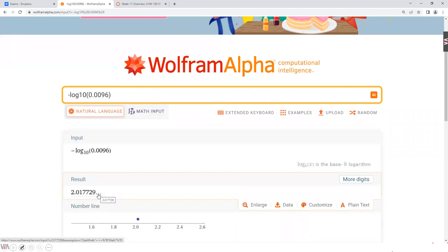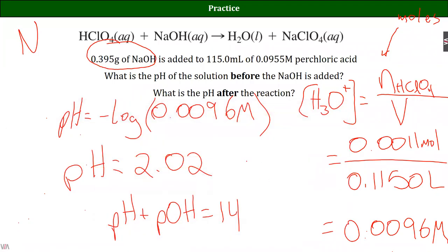In the US, in the sciences, log usually means log base 10, but Wolfram is based in Europe, and in Europe, log just means natural log. They don't say ln, they just say log. And if you want log base 10, you have to say log sub 10, right? So just be careful with that. All right.